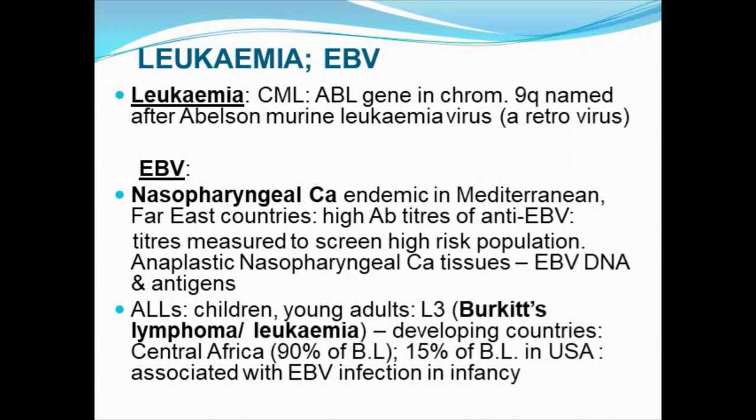Acute lymphocytic leukemias may occur in children and young adults. L3, that is Burkitt's lymphoma leukemia, may occur in developing countries in children and young adults. Particularly in Central Africa, 90% of this Burkitt's lymphoma, and 15% of Burkitt lymphoma in USA, are associated with Epstein-Barr virus infection in infancy.